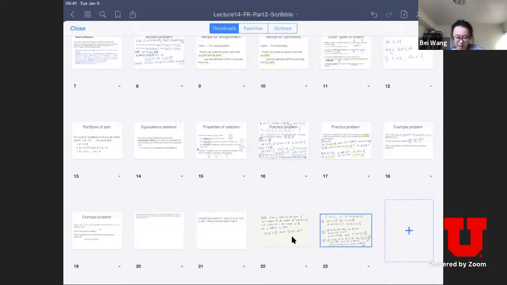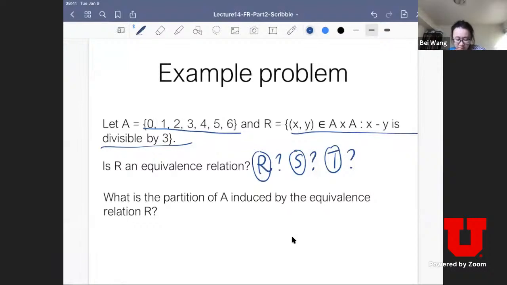Now, the next thing we have to solve is, now we show that this is an equivalence relation. What is a partition induced by this equivalence relation? We can start with, say, element 0. What is in the same set with element 0? So let's say this is my partition.